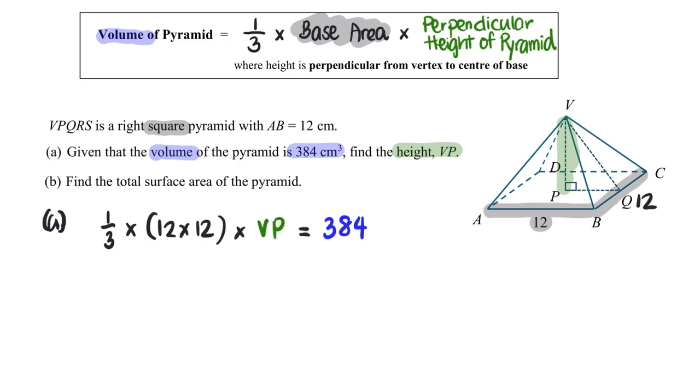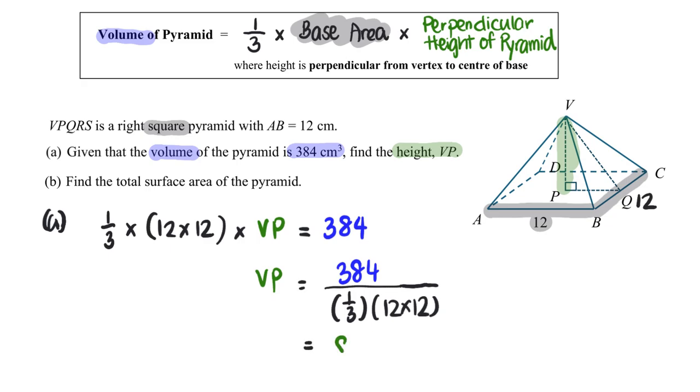So from here, I will be able to get my VP easily because I just need to take 384, dividing by my 1/3 and dividing by my 12 times 12. This will then give me a value of 8.